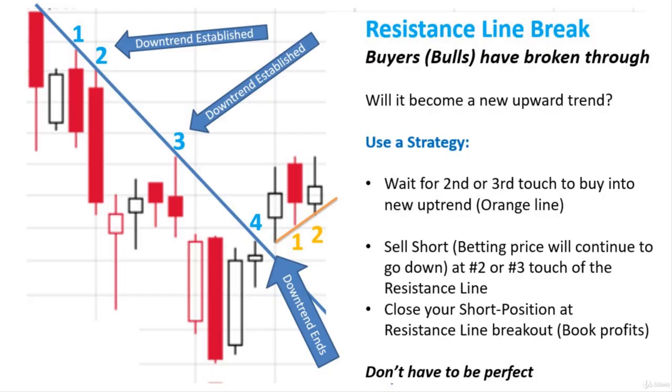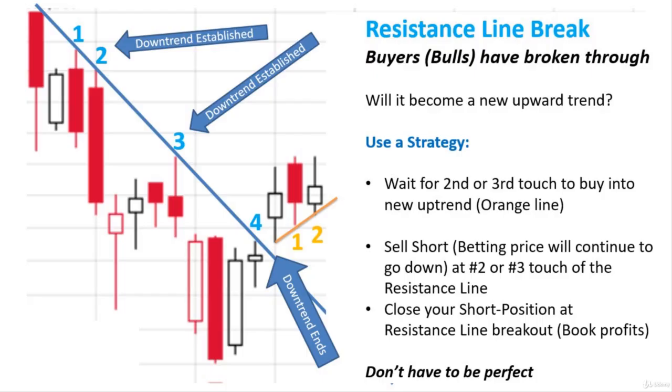We're looking at, is this a false signal? It's already broken through. This whole idea is it's broken through. So the strategy around a resistance line break: it's been in a downtrend, it's broken through. Will this become a new uptrend? So the strategy, wait for the second or third touch to buy into the new uptrend. That's our orange line there. You can see we got a second touch there.